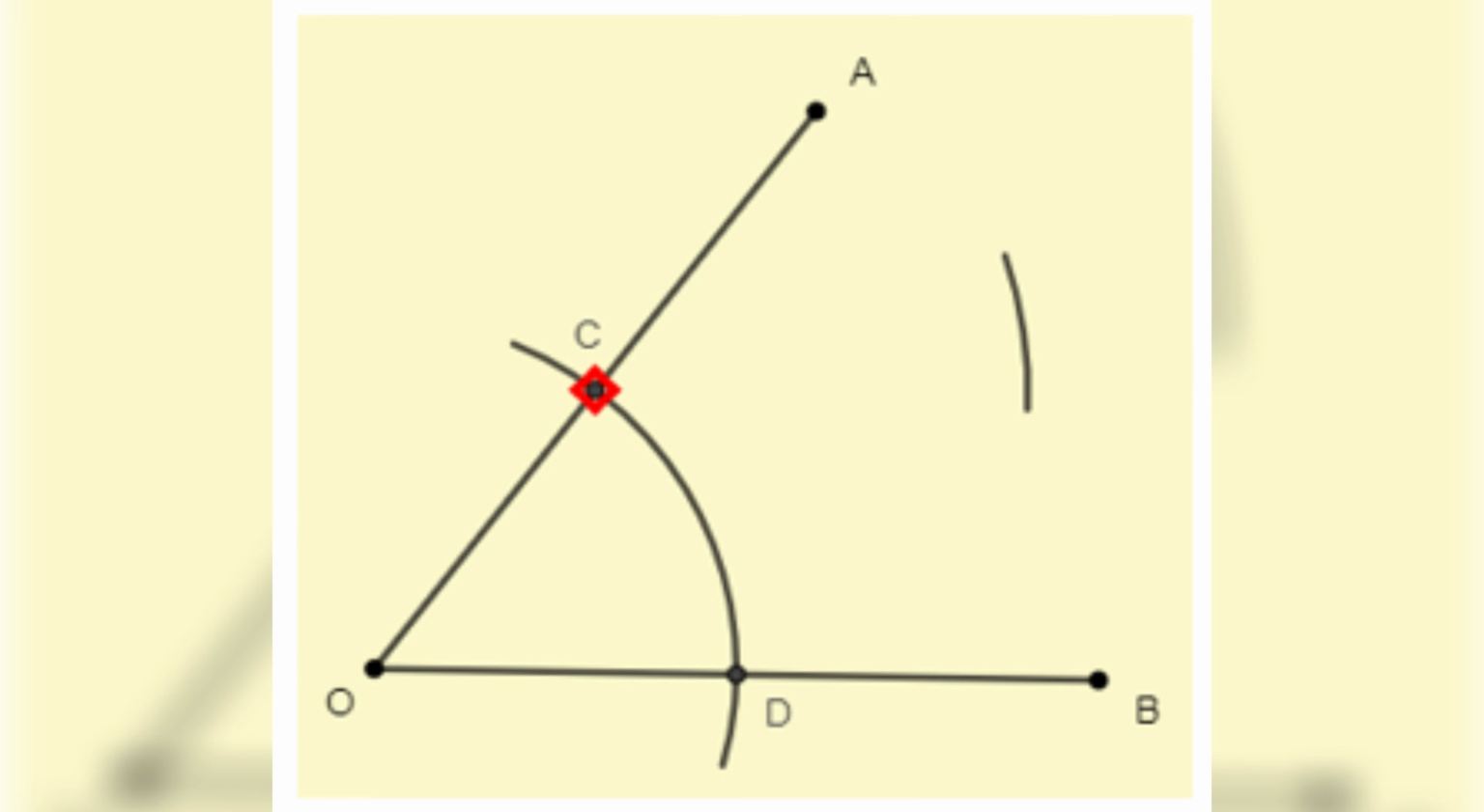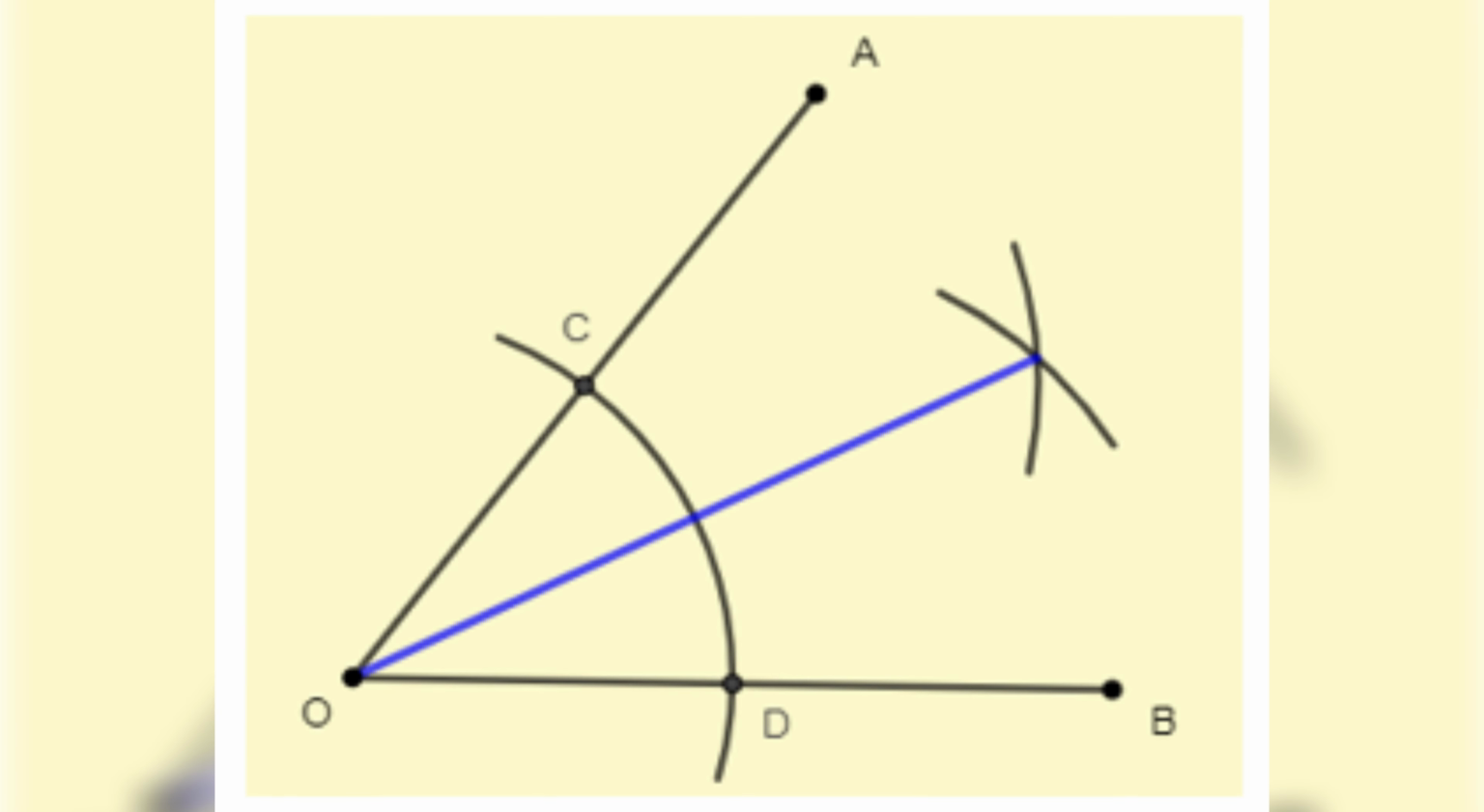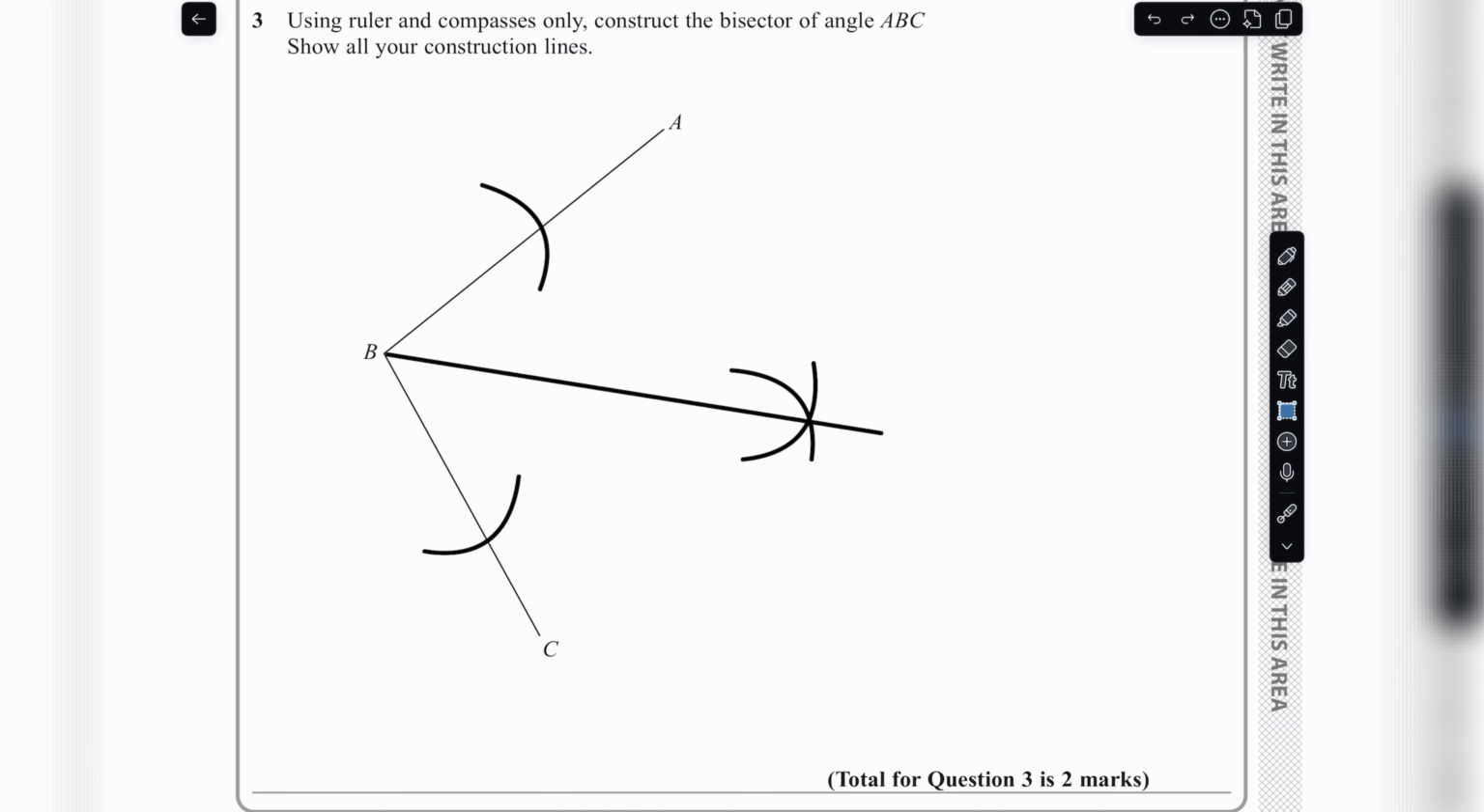Next, without changing the compass width, place the compass on one of those points and draw an arc inside the angle. And then after this, again without changing the compass width, repeat this for the other point so that the 2 arcs cross. And finally, use a ruler to draw a straight line from the vertex to the point where the arcs cross. This line will represent your angle bisector. And this is your final answer.